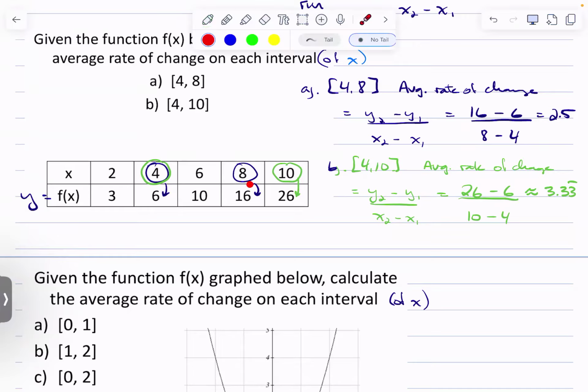But you probably sensed that the rate of change would be higher, right? Because all of a sudden I'm moving from 8 to 10, which is not a huge distance, right? I've moved from 4 to 6, 6 to 8, 8 to 10, but all of a sudden I'm jumping from 6 to 10 to 16 to 26. Huge, right? So it's kind of taking off.